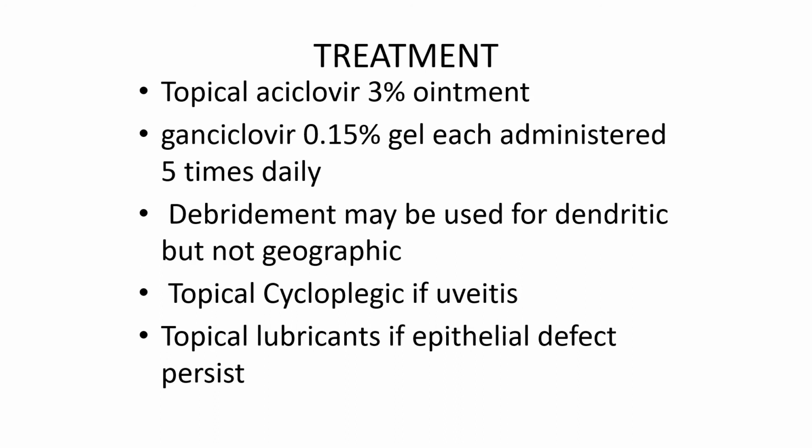In cases of geographic ulcer, we will prescribe the above antiviral ointment, but in cases of dendritic ulcer, debridement may be useful. Topical cycloplegic can be prescribed if you see anterior chamber activity on slit lamp, and topical lubricant is required if epithelial defect persists.